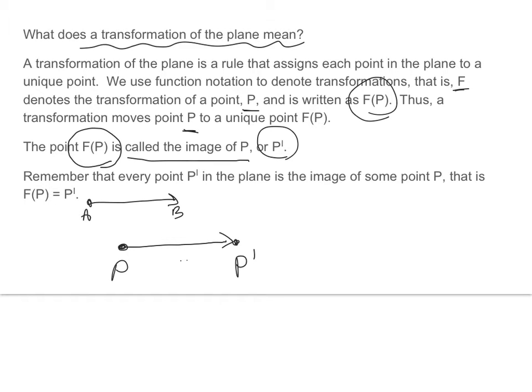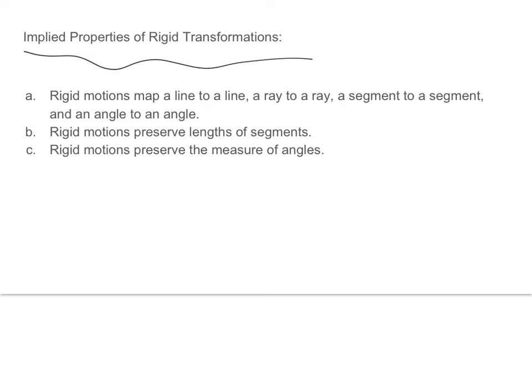That looks a little bit bigger, but also, implied properties of rigid transformations. Rigid motions map a line to a line, a ray to a ray, a segment to a segment, and an angle to an angle. Rigid motions don't change the properties of the line, the ray, the segment, the angle. Rigid motions preserve lengths of segments. Rigid motions preserve measures of angles. But when we do dilations, we aren't preserving the lengths. We're just preserving the angles.